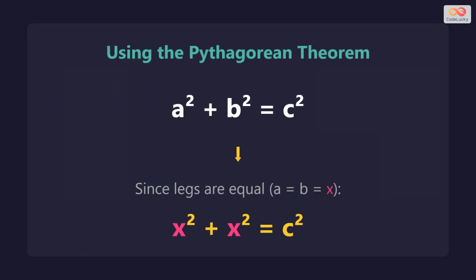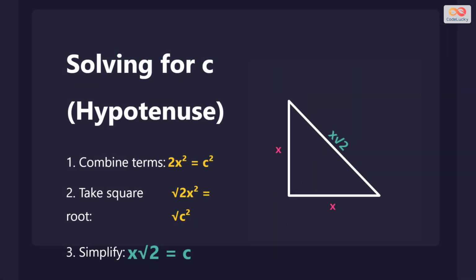To find the length of the third side, the hypotenuse, we use the Pythagorean Theorem. a squared plus b squared equals c squared. Since we know our legs are equal, we can substitute both a and b with our variable x. Let's simplify the equation. x squared plus x squared equals 2x squared. To solve for c, we take the square root of both sides. The square root of 2x squared simplifies to x times the square root of 2. This is our golden key.